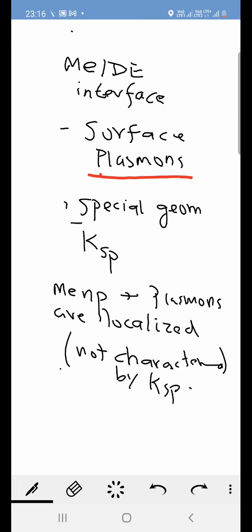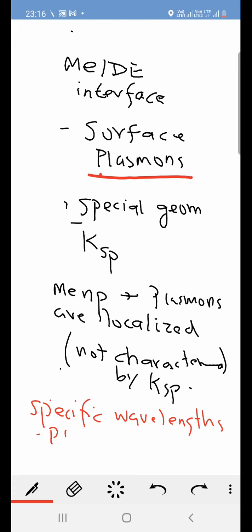Unlike the surface plasmons, the specific wavelengths of light absorption producing plasmon oscillations are called surface plasmon bands. So there are some specific wavelengths which produce plasmon oscillations, and they are called surface plasmon bands.